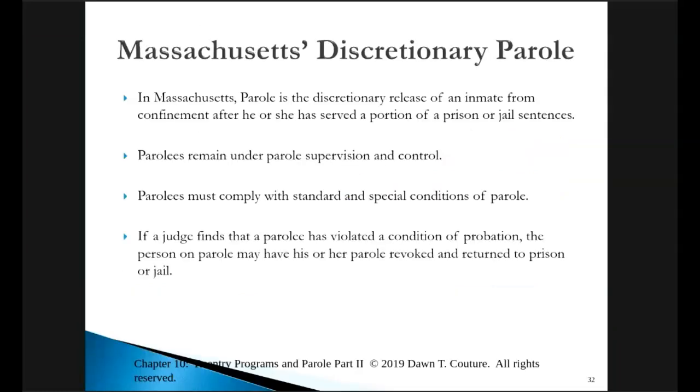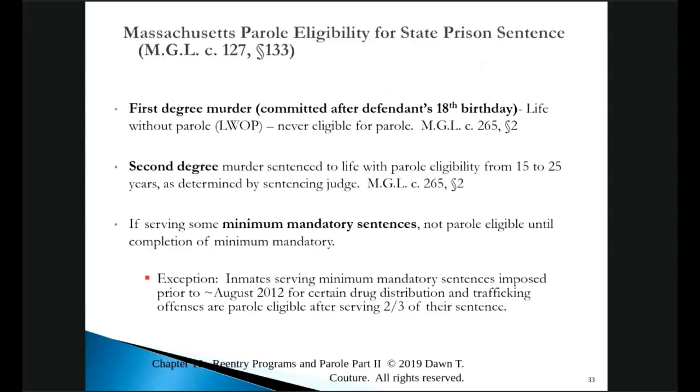Okay, parole eligibility. If a person is granted parole, they must comply with the standard and the special conditions of parole. I'll show you what those are in Massachusetts. And like probation, a person who's on parole, either mandatory parole in those states, or discretionary parole in Massachusetts, or individuals who are on mandatory supervised release, like in federal crime, the release can be withdrawn and the person can be incarcerated for violation of the conditional release.